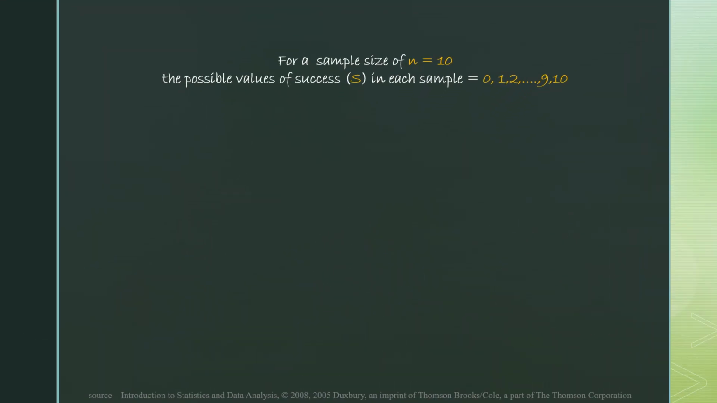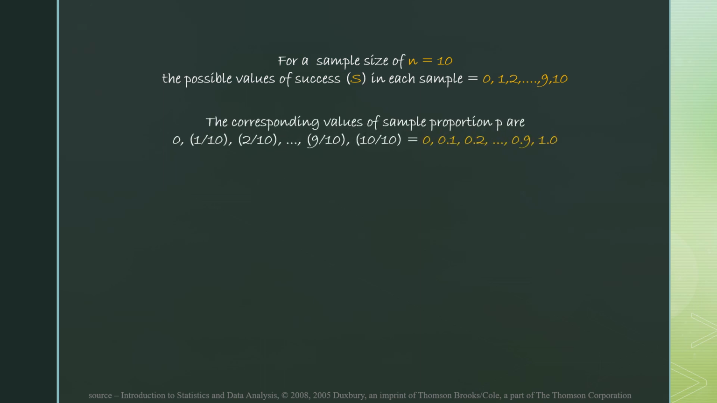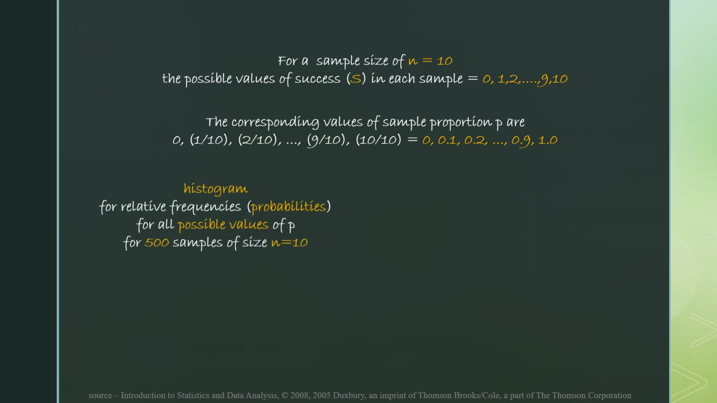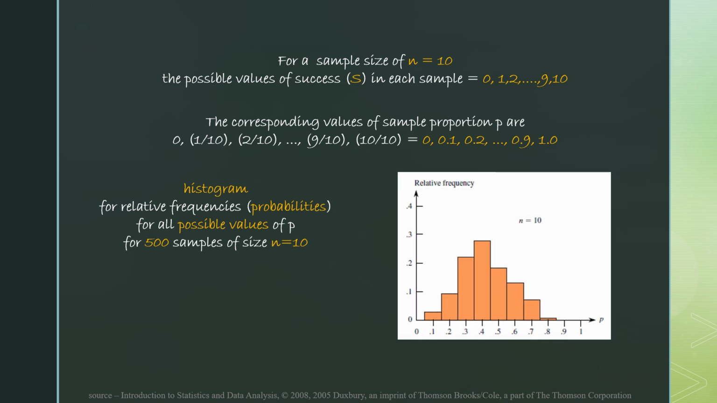Choosing a sample size of 10, the possible values of success in each sample include all integer numbers in the range 0 to 10. The corresponding values of sample proportion P are 0, 0.1, 0.2, etc. up to 1.0. Plotting the histogram for relative frequencies for all possible values of P for 500 samples of size n equals 10, we have this.